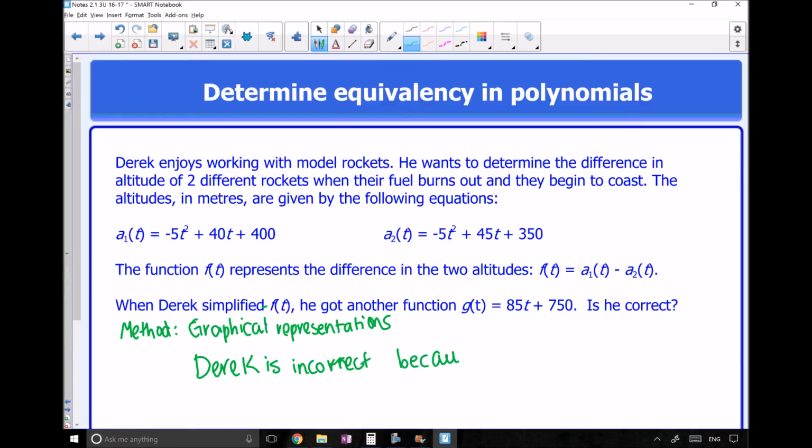because f of t is not the same graph as g of t.